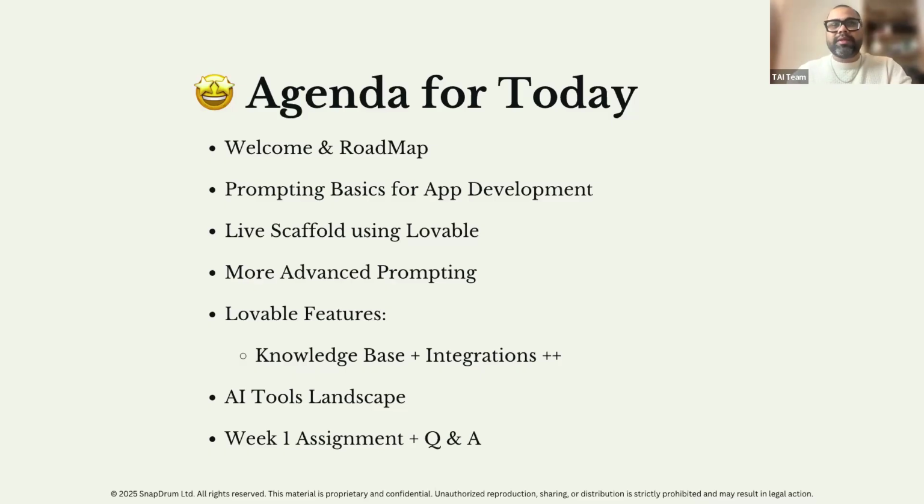So 80% of the focus will be on Lovable, and then we'll look at the AI tools landscape, what tools are out there, and how to look at them in a systematic way, so that whenever something new comes up, you know how to assess it to be used within your workflows. I also want to give an assignment at the end, and would love to see what you build next week, and there'll be a bit of Q&A as well.